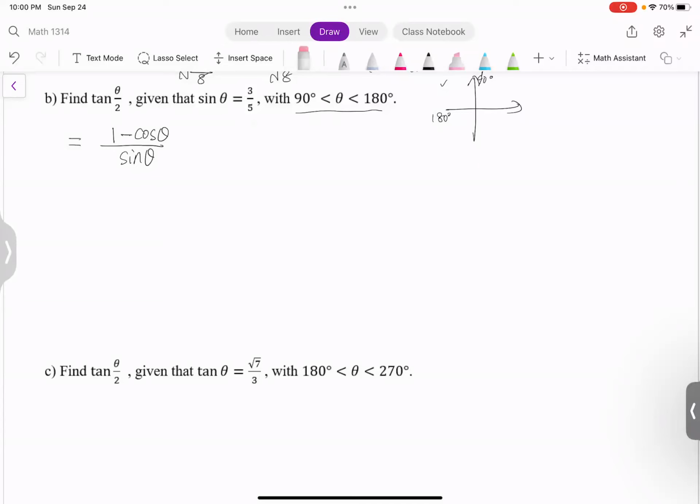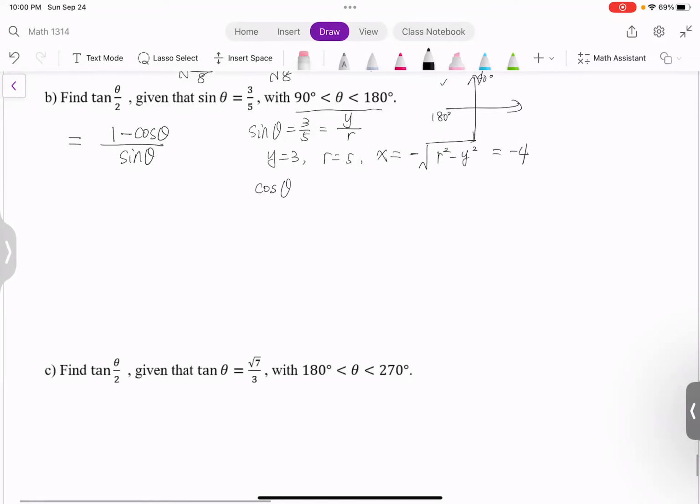And how to find cosine theta? Sine theta equals 3 over 5, and it is y over r. I can assume that y equals 3, r equals 5. And the x, we said, is negative square root of r squared minus y squared. That is negative 4. And then we can find the cosine theta. So cosine theta is negative 4, which is the x value over r's value. So negative 4 over 5.